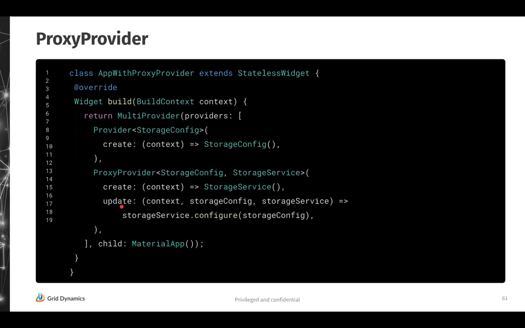Additionally to that, there is an update method, which will be called each time some of the dependencies of this proxy provider are updated. And this is the place where we have to provide this sort of bridge between the dependent and independent service. This is where we can perform an injection of storage config into storage service. And this is exactly how we're going to work today during our integration. The last thing I would like to mention is that, as usual, we should use the right provider for the right data structure we are going to expose.